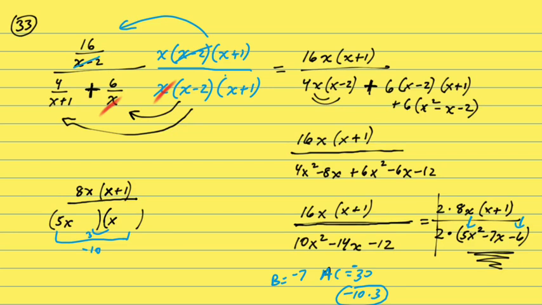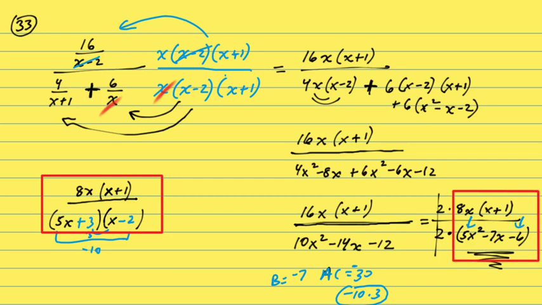5 times what is negative 10? Negative 2. 1 times what is 3? 3. Here it is in factored form, but nothing cancels. Here it is in another form which I would accept because, again, nothing simplifies.